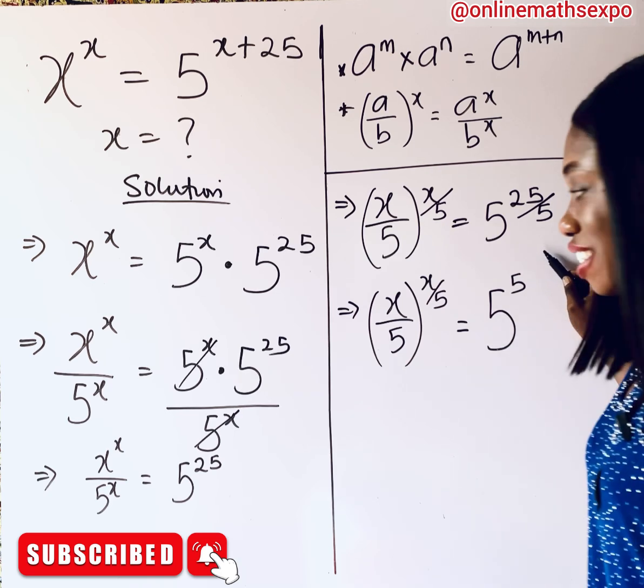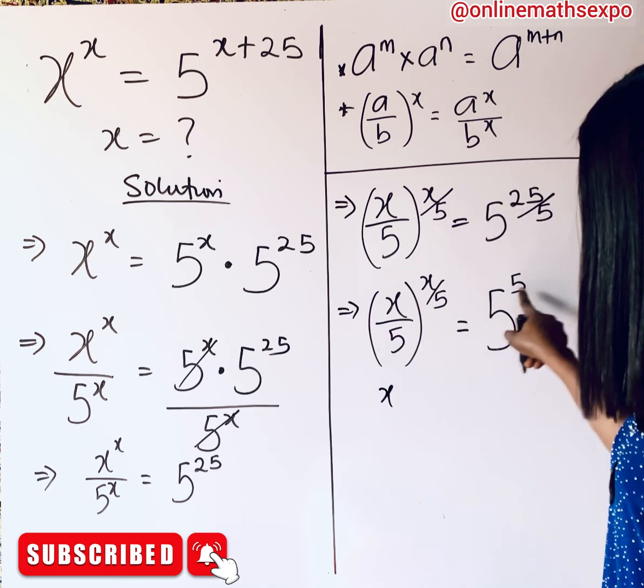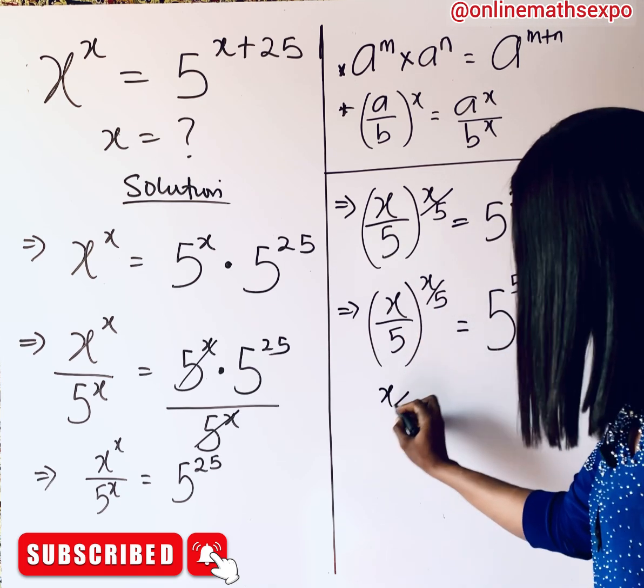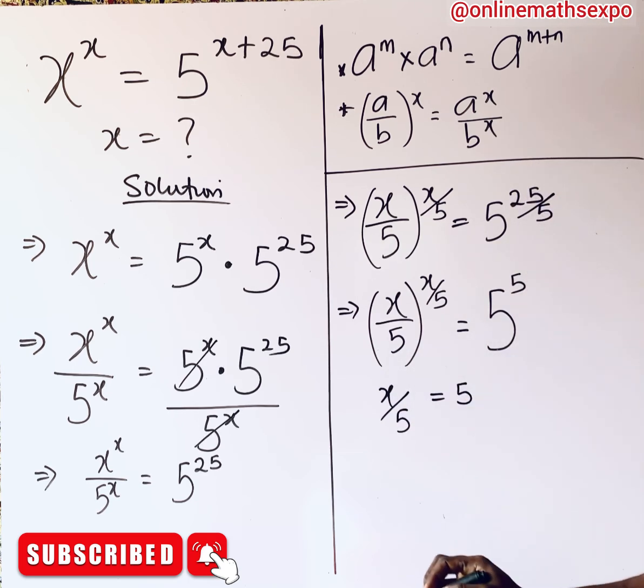So the assumption is that you are going to say, let this power be equal to this. Or you can say, let the base be, since they are the same. So we can have it as x over 5, let it be equal to 5. That is our assumption, which we are going to verify at the end.